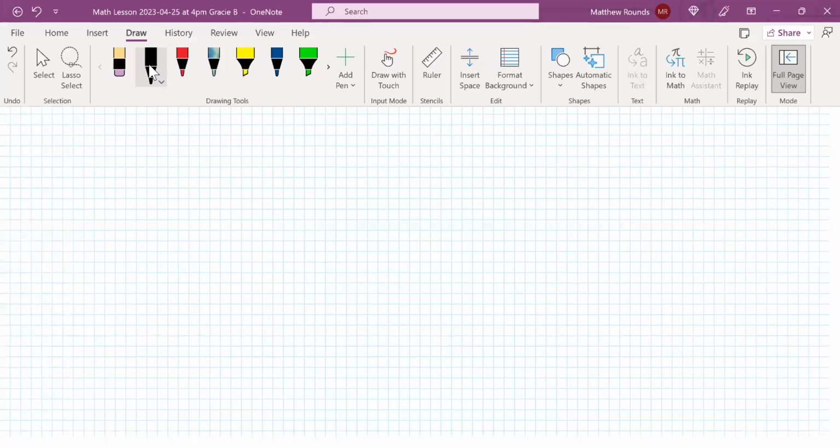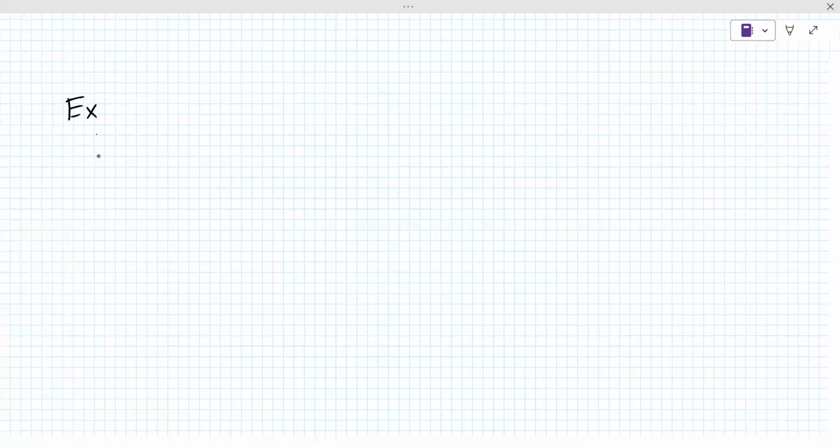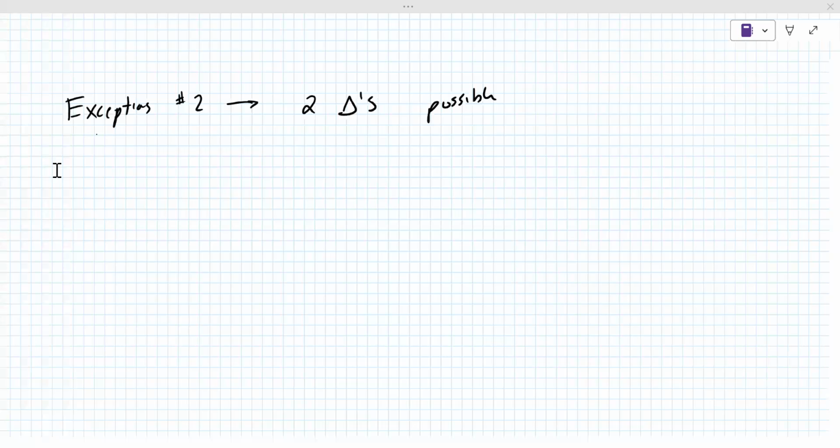Exception number two, probably didn't think there'd be two exceptions. Yeah, I could sense the excitement. Exception number two is that there are two triangles possible. And this is where most students just throw up their arms and say, I quit, what do you mean two triangles? Yeah. All right.